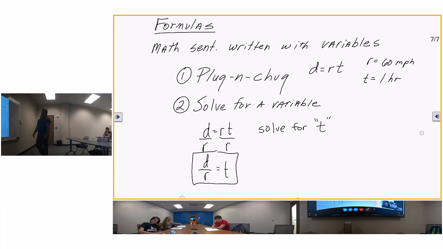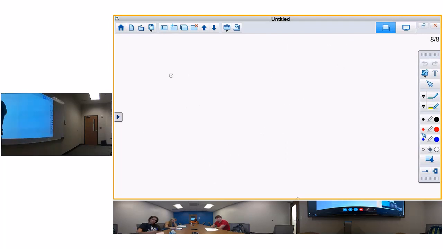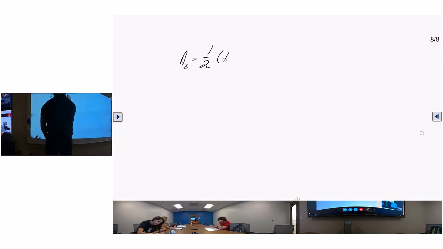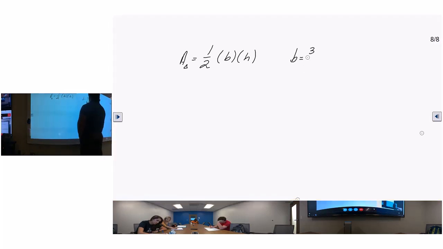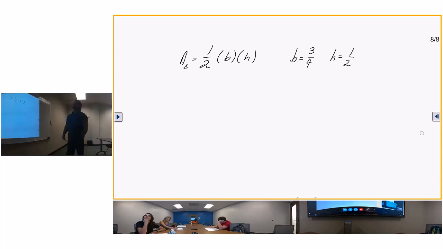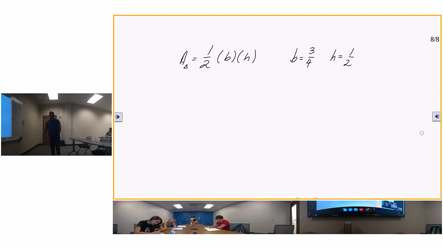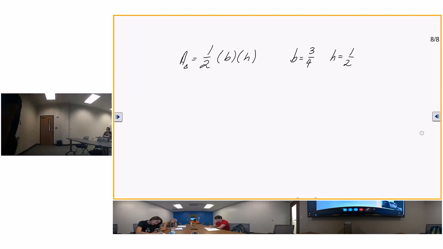So let's do another example. Area of a triangle is equal to 1/2 base times height. And I'm going to give you B is equal to 3/4 and H is equal to 1/2. Find the area of that triangle, and that could be 3/4 of a mile, or 1/2 mile. It could be 3/4 of a foot or 1/2 foot. Doesn't matter what the measurement is, you just be able to get it. But what is the area of that triangle if base is equal to 3/4 and the height is equal to 1/2? Well, you plug in what? Chug. Plug and chug.